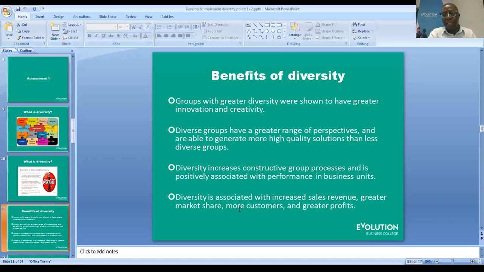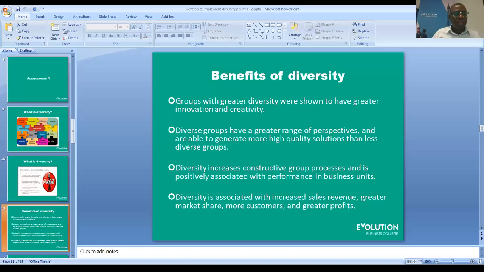And diversity is associated with increased sales revenue, greater market share, more customers, and greater profits. This is based on research. I mean, like I was talking about companies like Apple, companies like Google. Just look at the stock market, look at their figures, read their financial reports, look at Microsoft. In those companies, they are so well diversified, and their policies are clear.